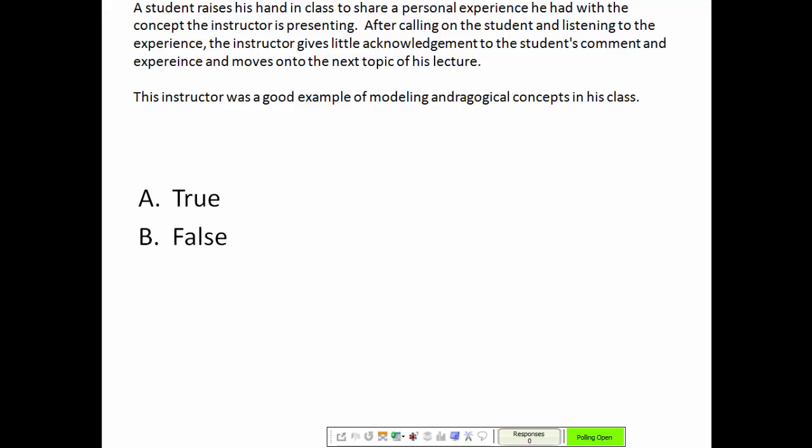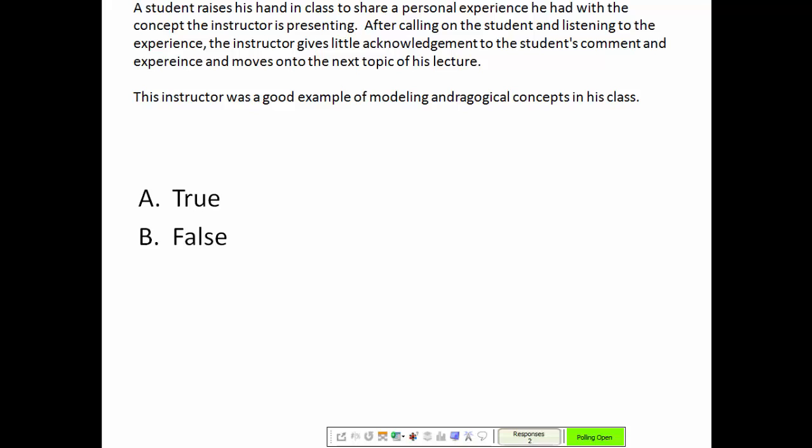A student raises his hand in class to share a personal experience he had with the concept the instructor is presenting. After calling on the student and listening to the experience, the instructor gives little acknowledgement to the student's comment and experience and moves on to the next topic of his lecture. This instructor was a good example of modeling andragogical concepts in class. So A is true or B is false. Now the students can answer the question.